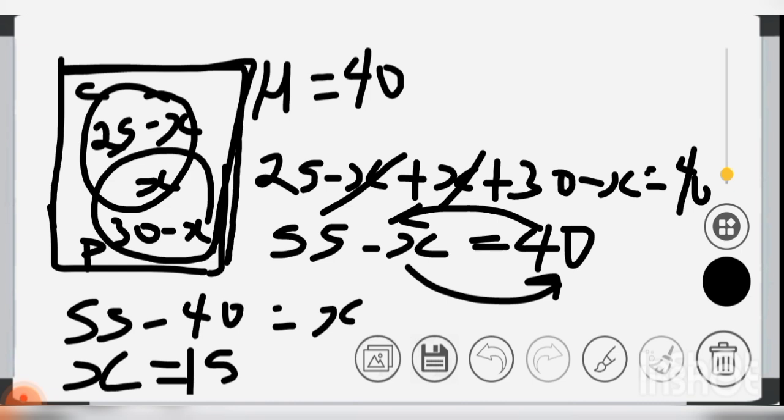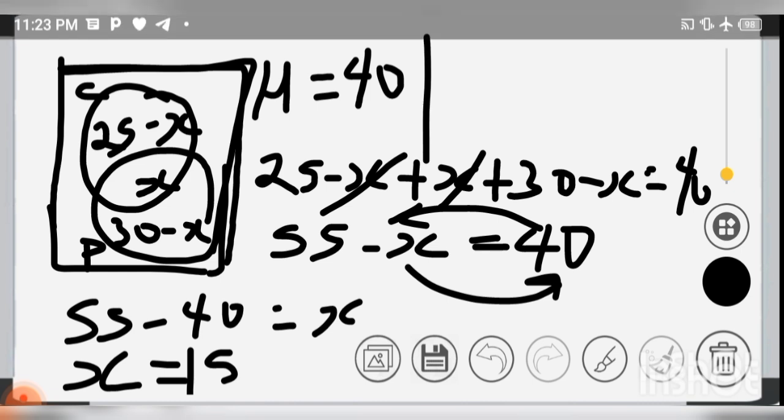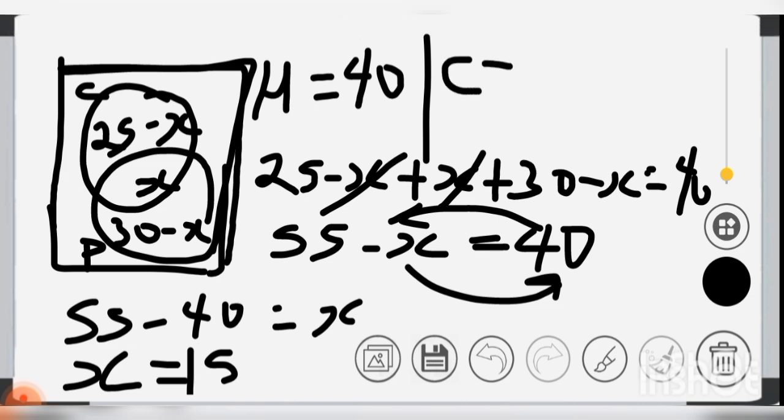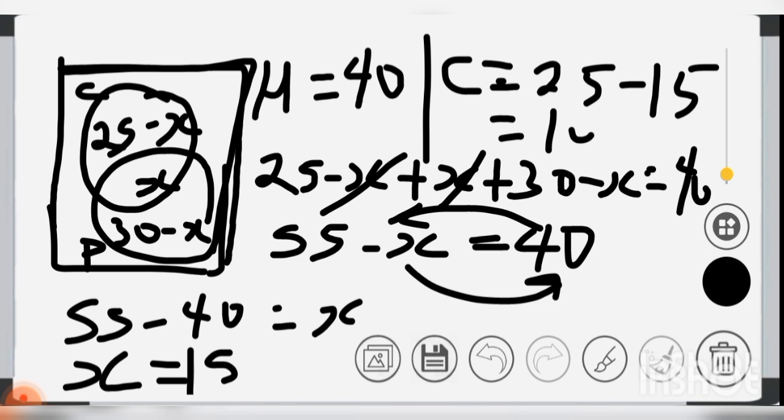Okay, how many students are doing just chemistry only? It will be the total number of students, which is 25, minus students doing both, which is 15, so 10 students doing only chemistry. And what about students doing only physics? 30 minus students doing both, which is 30 minus 15. 15 students offering only physics, without any other subject.